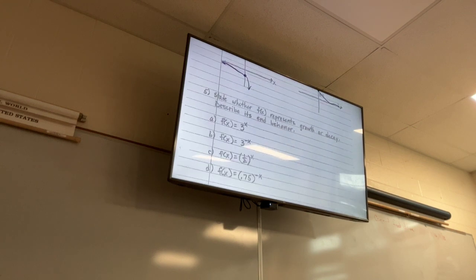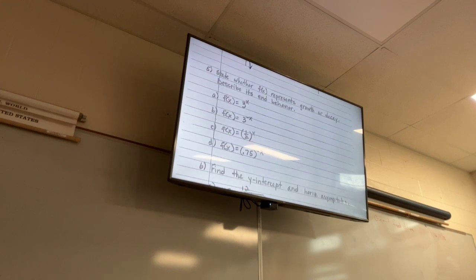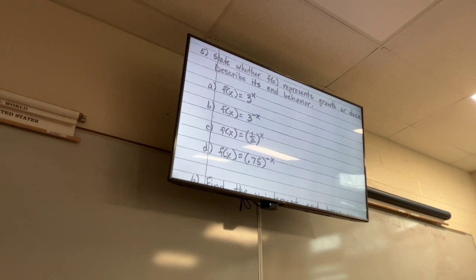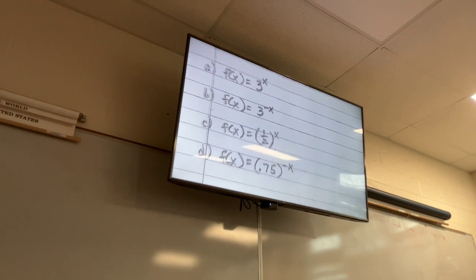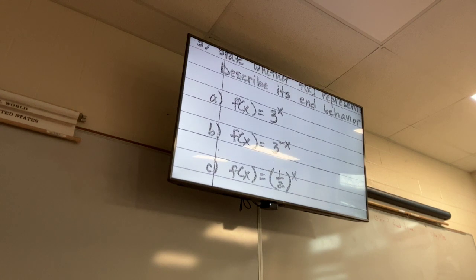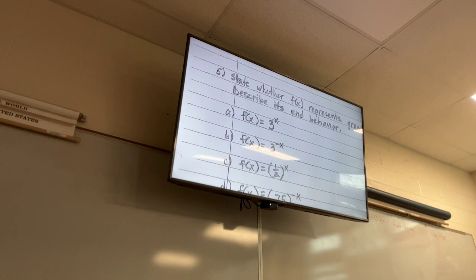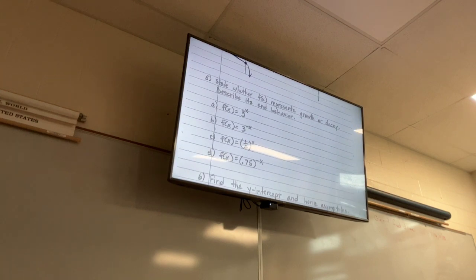Okay. 5. State whether f of x represents growth or decay. Describe its end behavior. So here's what goes on here. All right. So how do I want to write this? How do I want to explain this? I'm going to make a little chart.